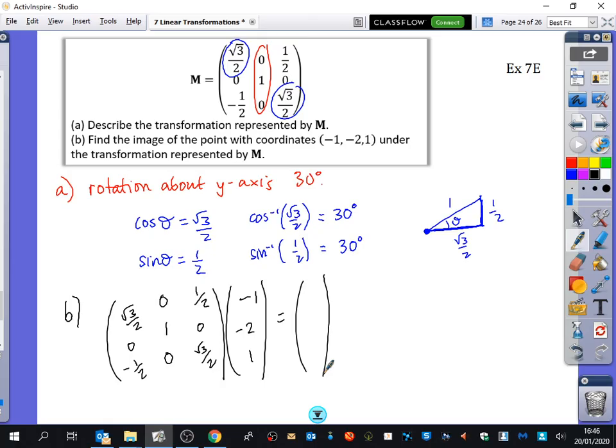Shall I do this in my head? Yeah, I'm going to do it in my head. So we've got 1 minus root 3 over 2. We've then got -2, and then I've got a half, 1 plus root 3 over 2. So the image of the point is going to be 1 minus root 3 over 2, -2, 1 plus root 3 over 2. And then I can set you a few questions from 7E to have a go at.